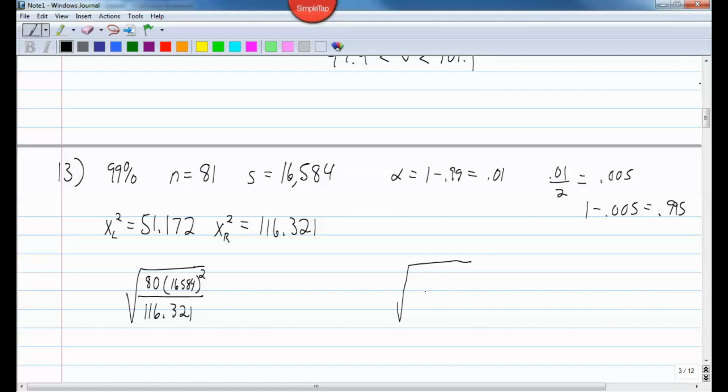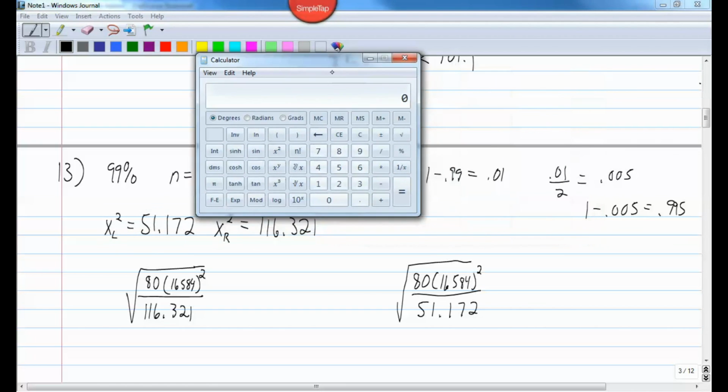My right endpoint is going to be the same n, 80, times 16,584 squared, over, since this is my right endpoint, I need to use my left critical value. That's 51.172. Now I'm going to use my calculator to see what these are.